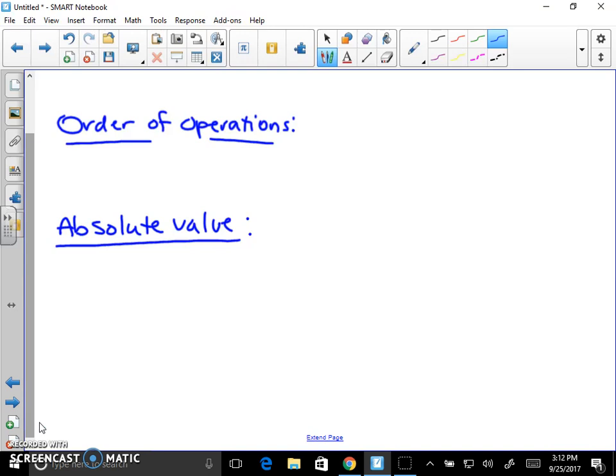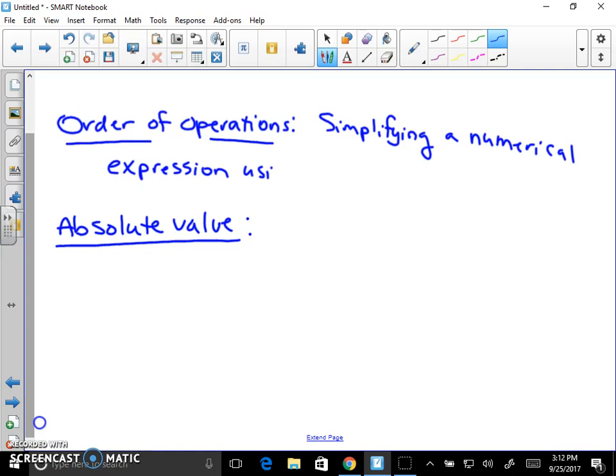So the definition for order of operations is simplifying a numerical expression using PEMDAS. My board's a little off. And we talked about that in class today, what those letters represented. And don't forget, you work from left to right when it's multiplication and division. Same thing for addition and subtraction.